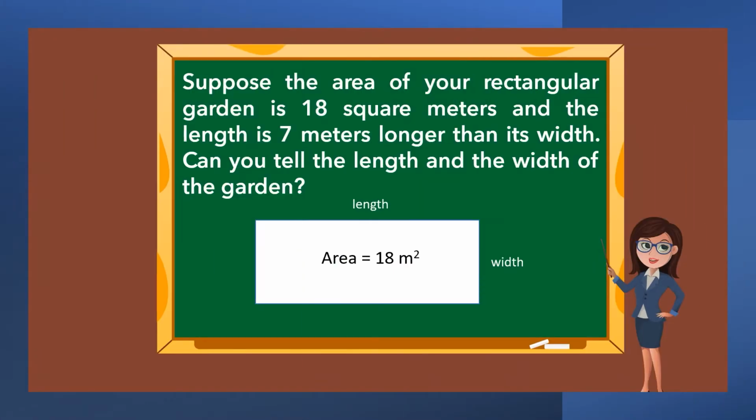Suppose the area of your rectangular garden is 18 square meters and the length is 7 meters longer than its width. Can you tell the length and the width of the garden? Yes, of course.